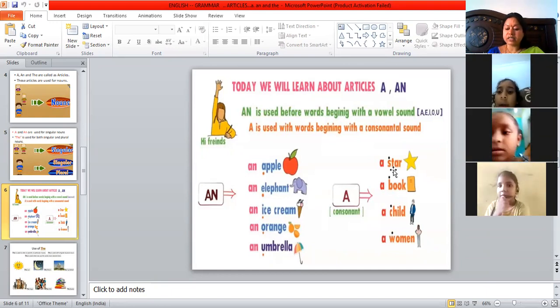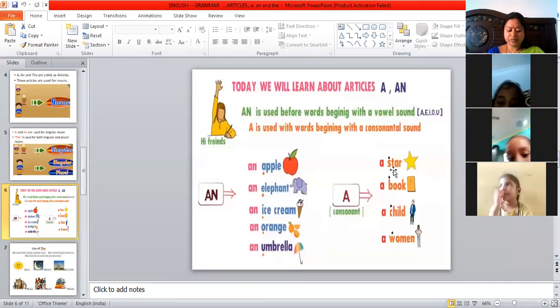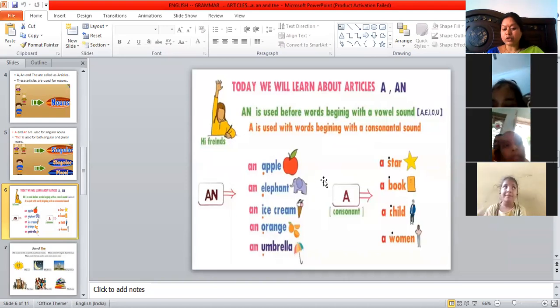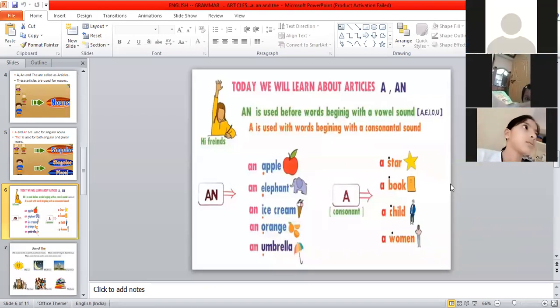Okay, Akshaya, first you mute yourself. Yes. An apple, an elephant, an orange. Who is that reading?